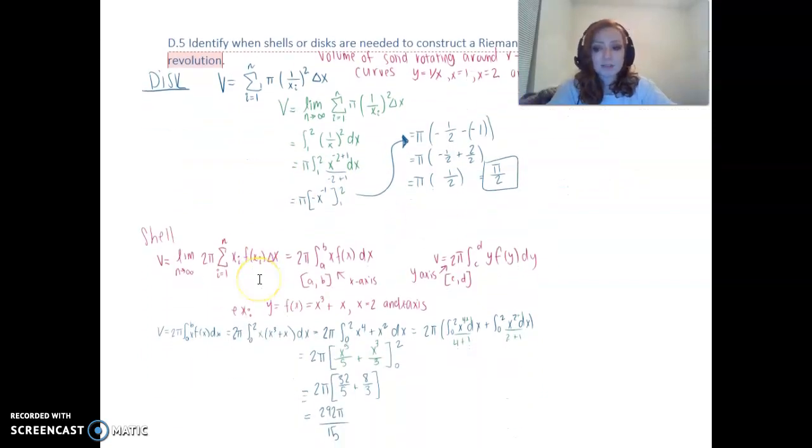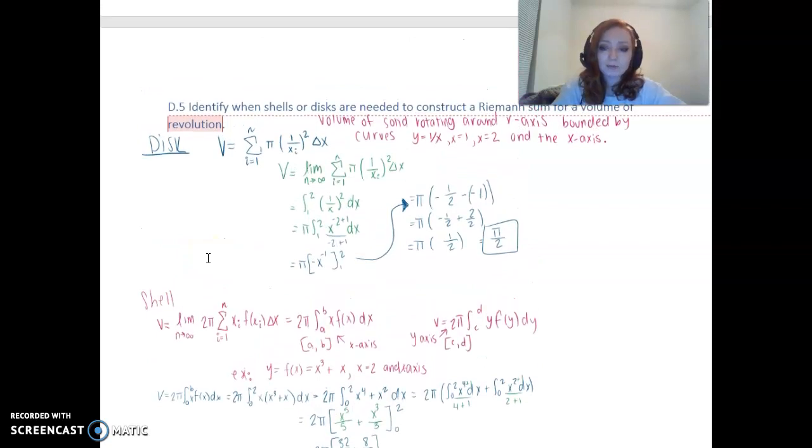So for this, I wrote the disk method and the shell method using a given. I just wrote it down, and it was volume. It was the solid rotating around the x-axis bounded by the curves y equals 1 over x, x equals 1, x equals 2 and the x-axis. So we have our Riemann sum equation for disk, and we have our 1 over x of i, which is 1 over x, and our delta x is just dx.